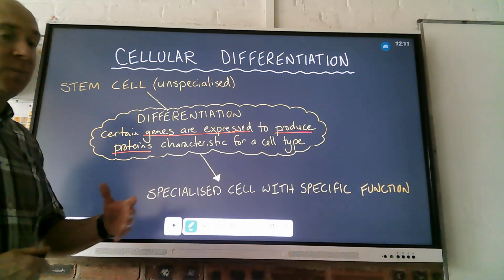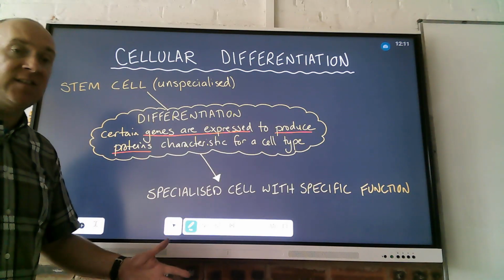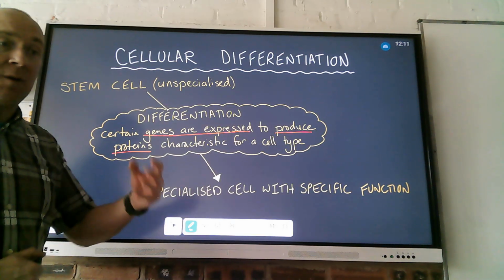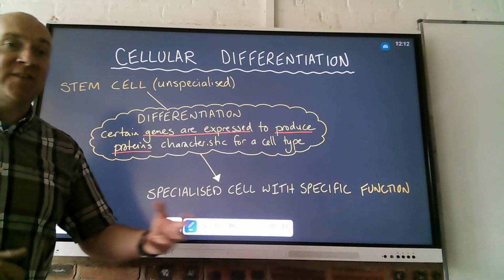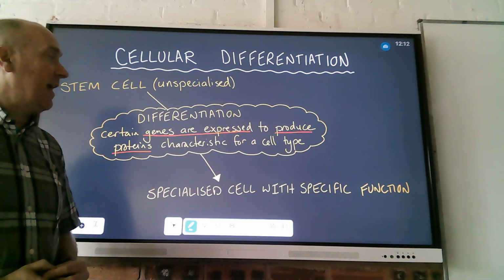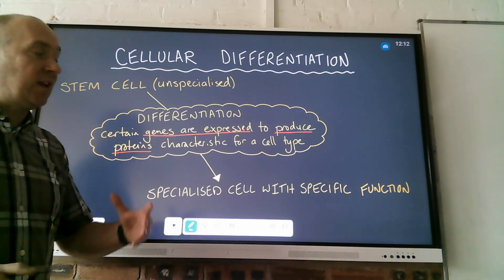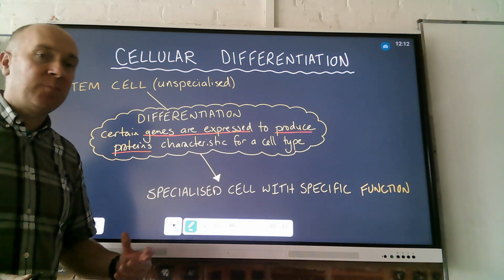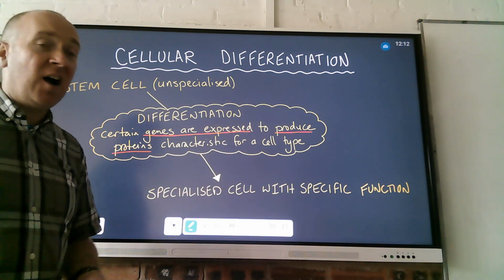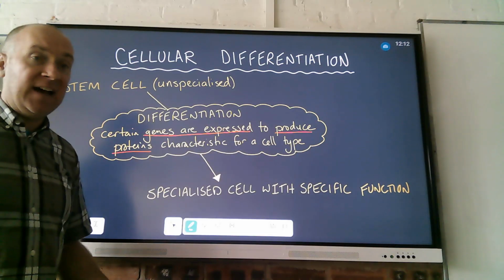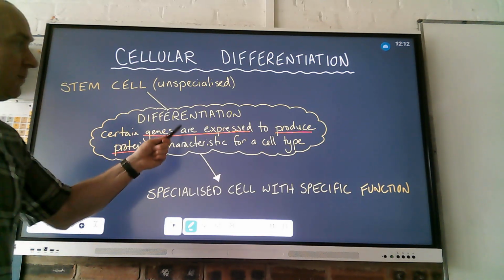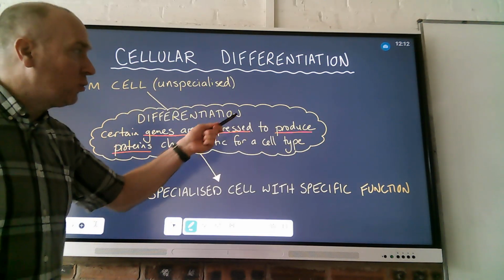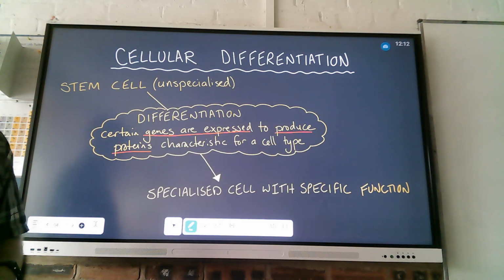And the only difference between, for example, a nerve cell and a skin cell is that some genes in the skin cell are being expressed that are not being expressed in the nerve cell. So they contain the same information, but the information is being used in a different way. That's the process of differentiation. And if you are, and you will be, asked to define it, you're going to have to talk about genes being expressed and also the idea of proteins being produced.